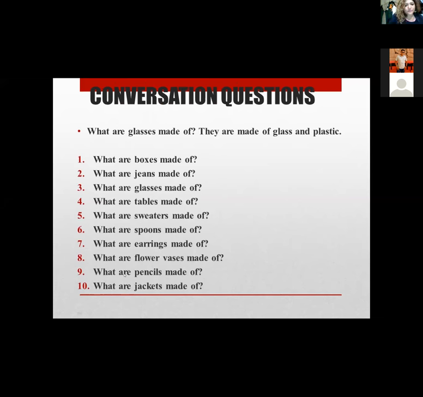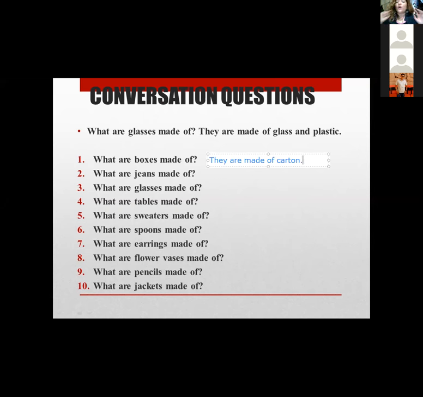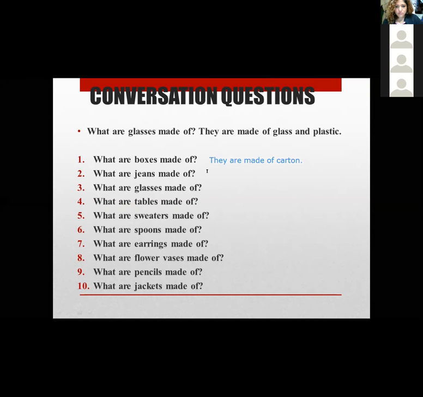Now here, we have question number one. Question number one says, what are boxes made of? So the answer is, they are made of, give me an example. Carton. They are made of carton. So what are boxes made of? They are made of carton. Okay. Or spandex. Ya no mencionamos boxes, sino que lo sustituimos por la palabra they.